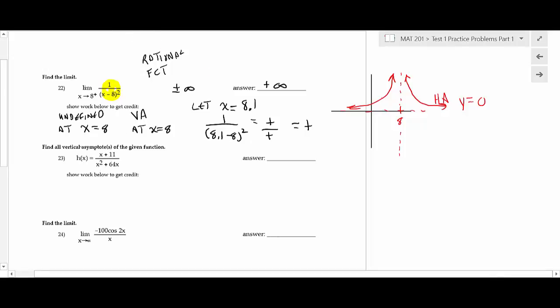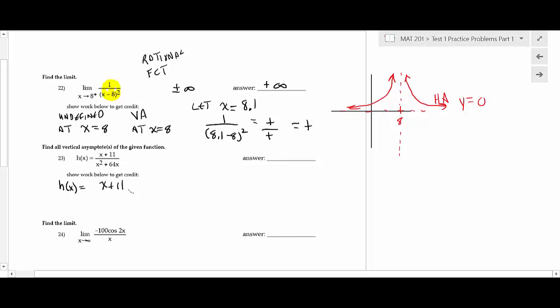Okay, the next one, we're going to find all the vertical asymptotes. So one of the key things is, again, you have a rational function. So if you're going to find a vertical asymptote, you want to be sure that you simplify this first and see if anything cancels. So I'm going to go ahead and just factor this.